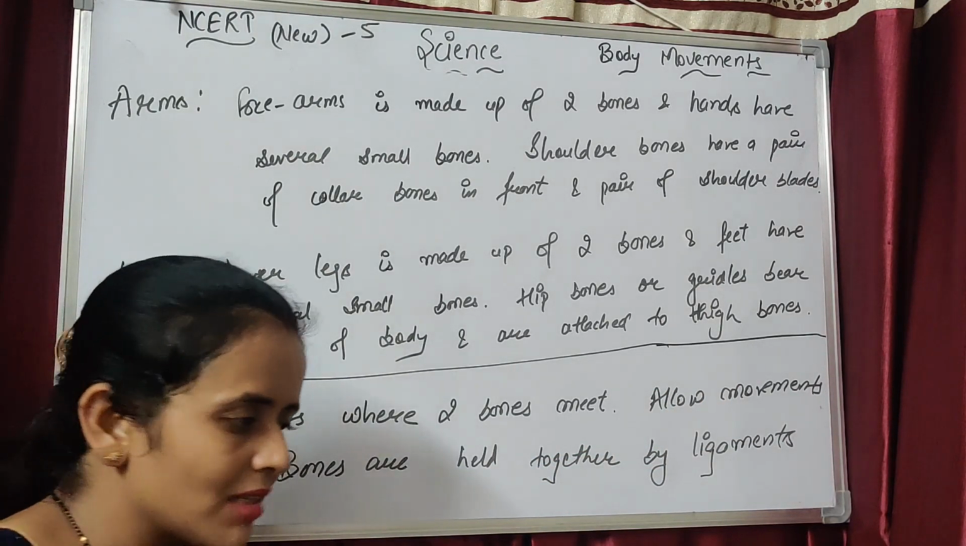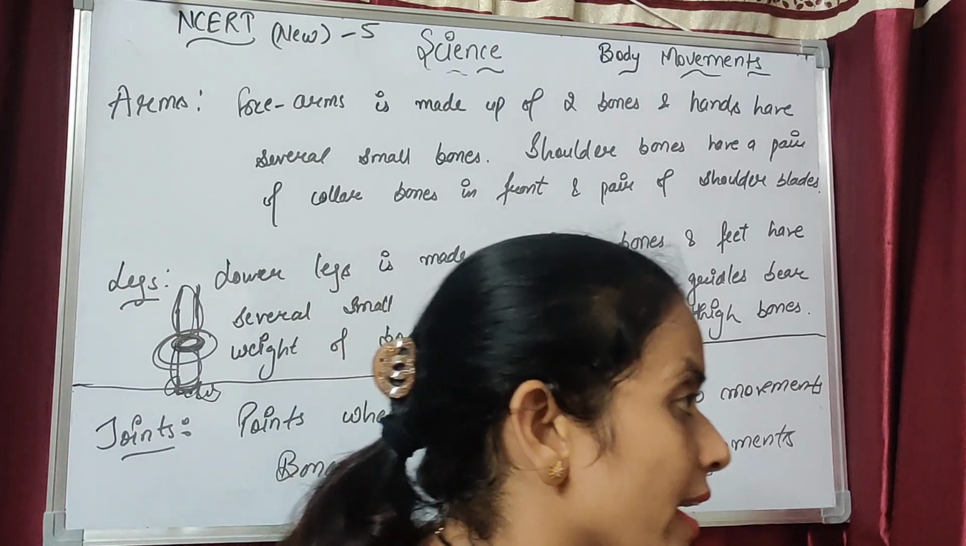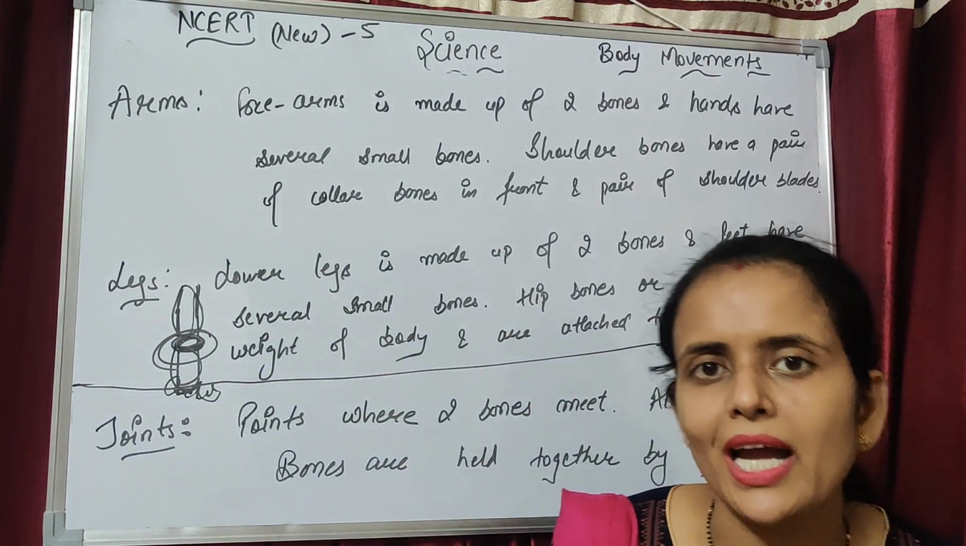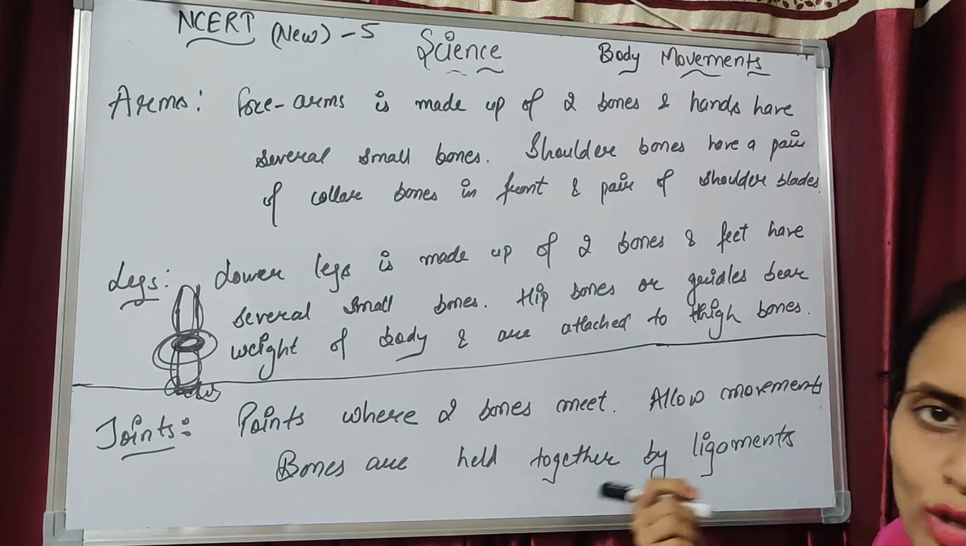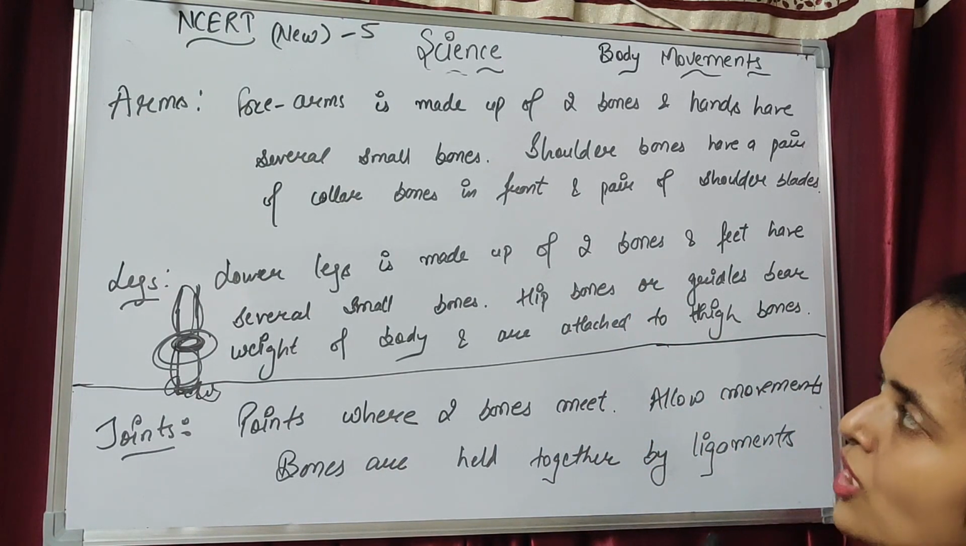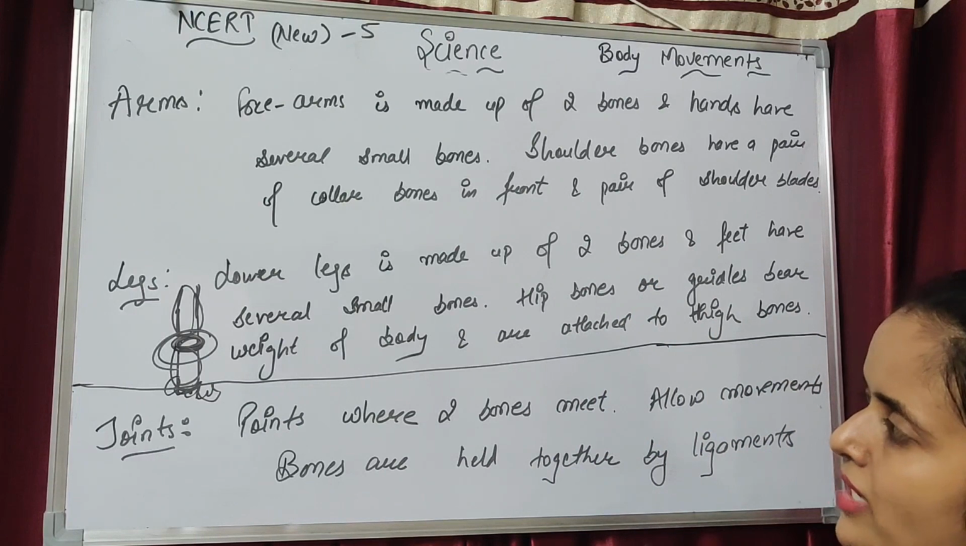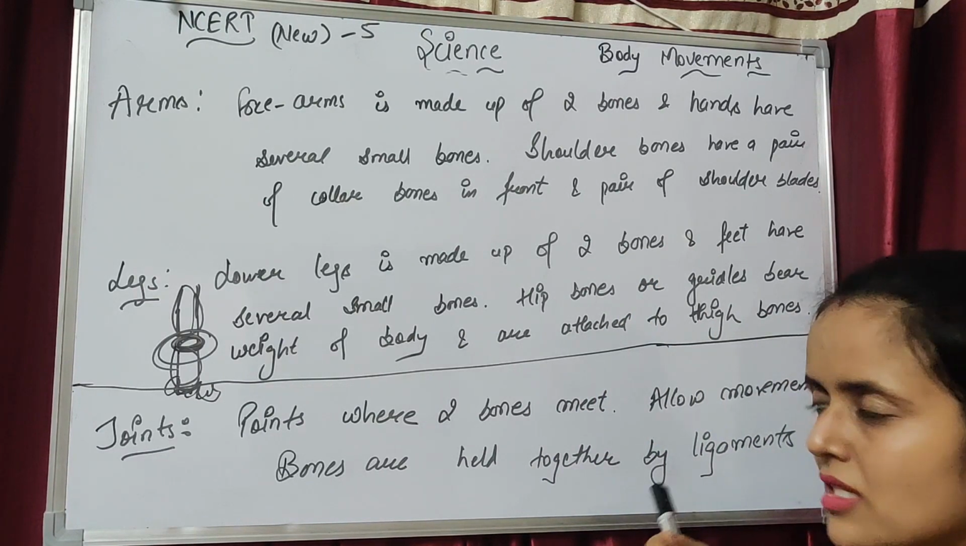In joints, bones are held together by ligaments. There are different types of joints, I think four to five types. But we will discuss these joints tomorrow. For today, this is enough.